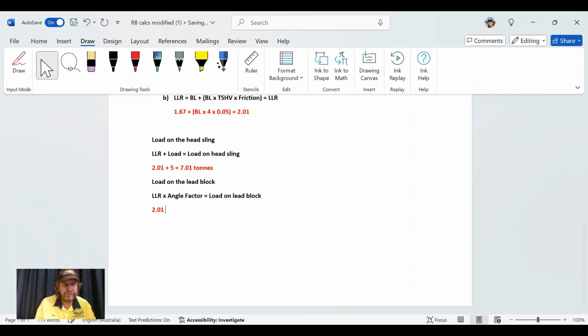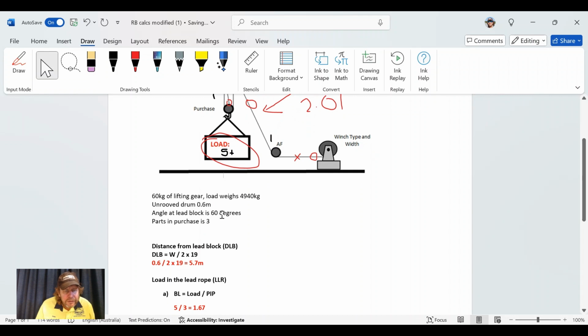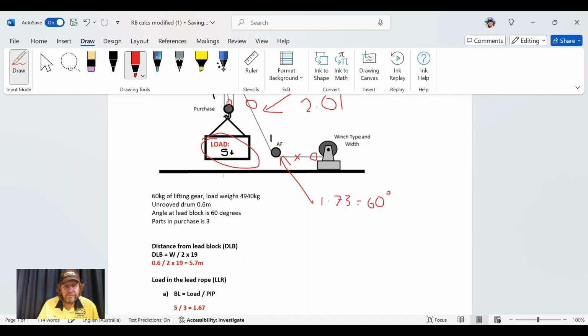Next equation times the angle factor. Now, the angle factor, what did we agree on? What was the angle factor here? The angle at the lead block is 60 degrees. So this one here is 60 degrees. If you remember your angle factors from your dogging, the angle factor for 60 degrees is 1.73. If it was 90 degrees, it'd be 1.41. That's what we're looking for, this equation.